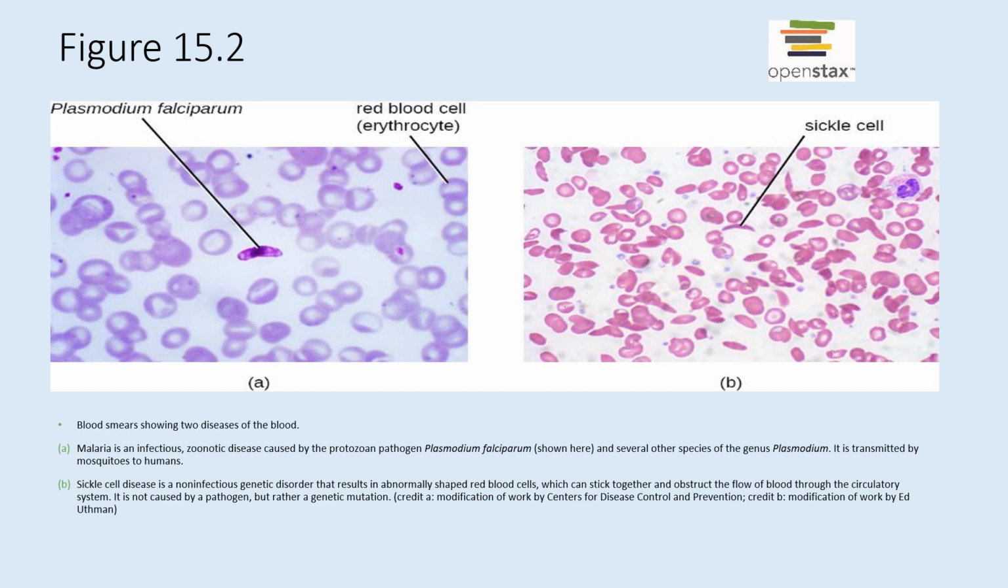Oftentimes what we are doing for diseases, you will take samples, oftentimes a blood sample, maybe a urine sample, and you're going to be looking at the sample. You know what normal looks like, which is why we always stress in classes such as A&P. You know what the normal looks like, so now you can see what the abnormal is like.